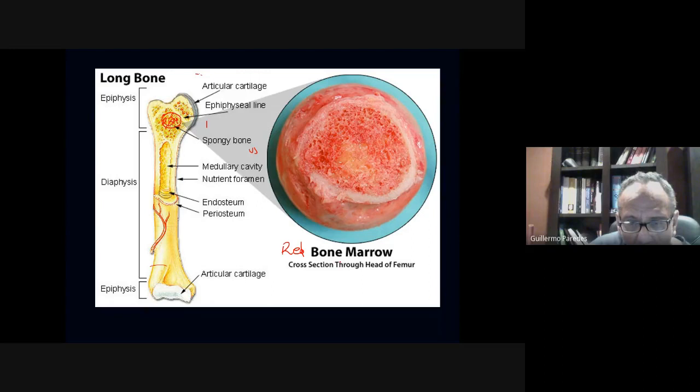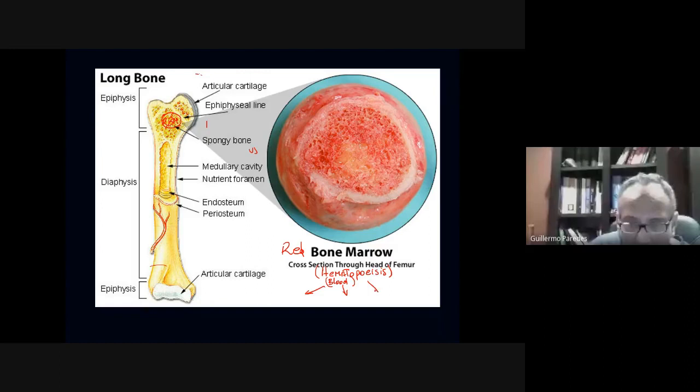The red bone marrow has a function, and that function is hematopoiesis. Hemato means blood, correct? Poiesis means formation. So it is the formation of structures of the blood. The red bone marrow has the function of hematopoiesis, and it is going to produce three different structures.